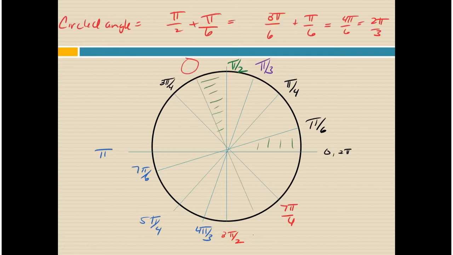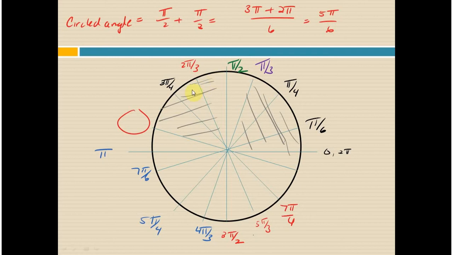How do I get this circled angle? Well, the circled angle from pi over 2 is the same pizza slice as right over here, which turned out to be pi over 6. So to get this circled angle, I will take pi over 2 and add pi over 6, which turns out to be 2 pi over 3.